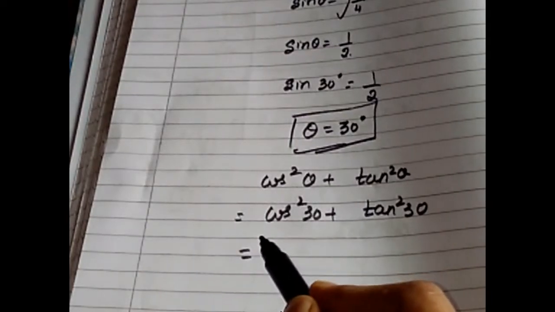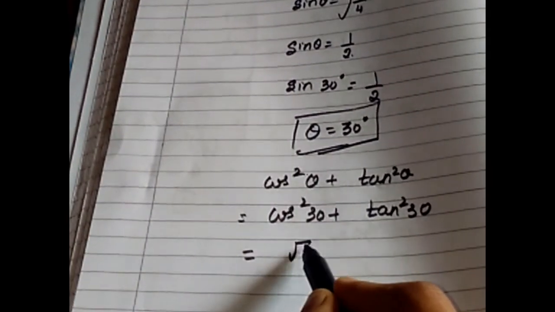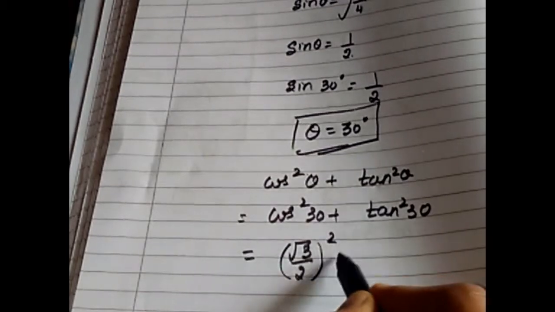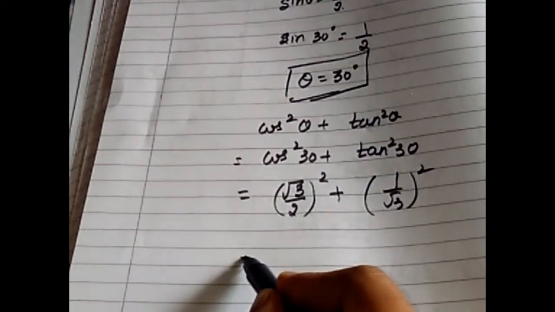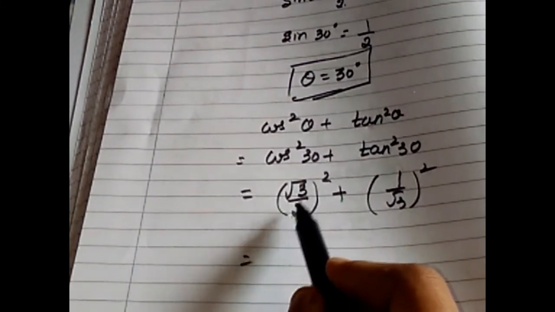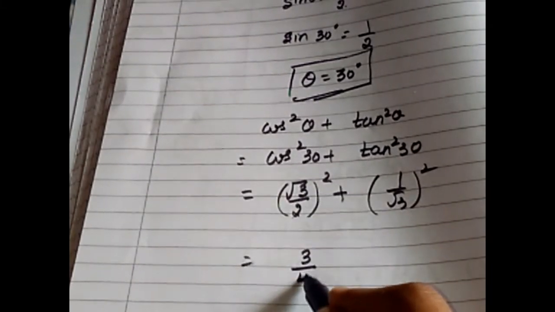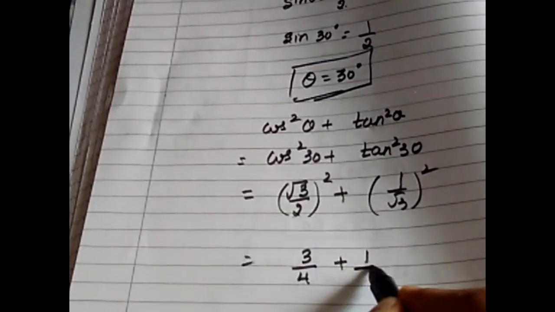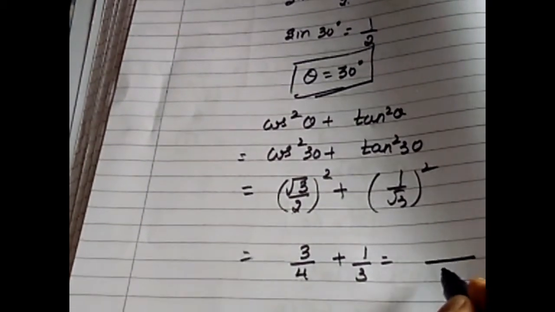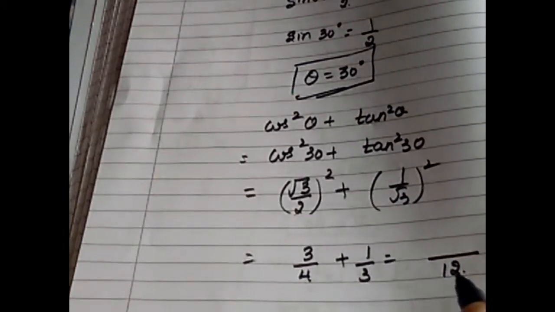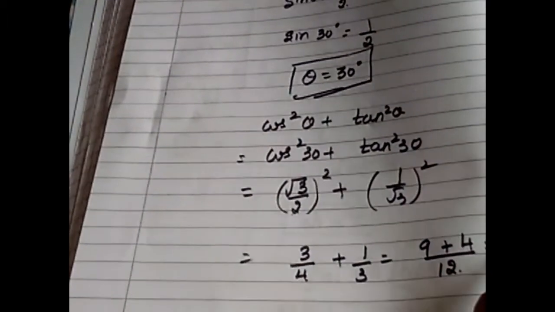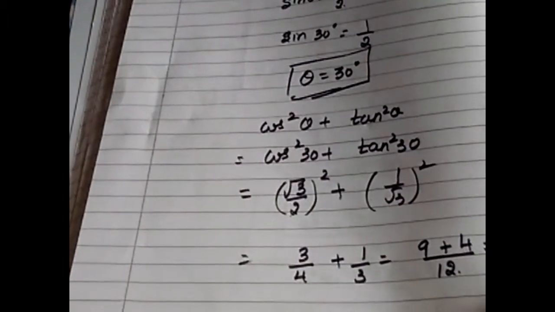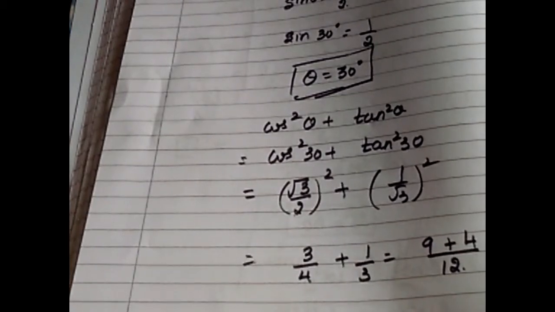So cos 30 value is equal to root 3 by 2. Cos square 30 is (root 3 by 2) whole square plus tan 30 is 1 by root 3. Tan square 30 is (1 by root 3) whole square. Now (root 3 by 2) whole square is nothing but 3 by 4 plus (1 by root 3) whole square is nothing but 1 by 3. So LCM of 4 and 3 is 12. 4 3s are 12, 3 3s are 9, 3 4s are 12, 4 1s are 4. So that is equal to 13 by 12.